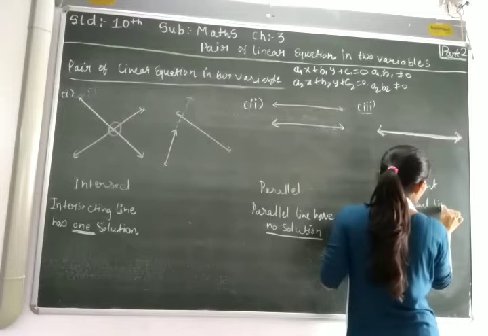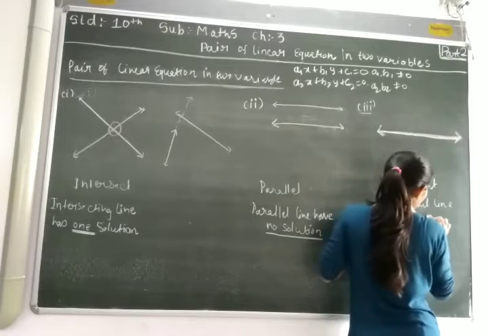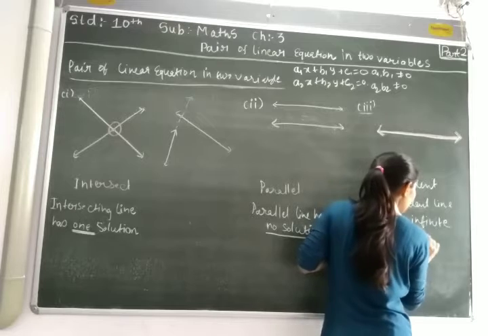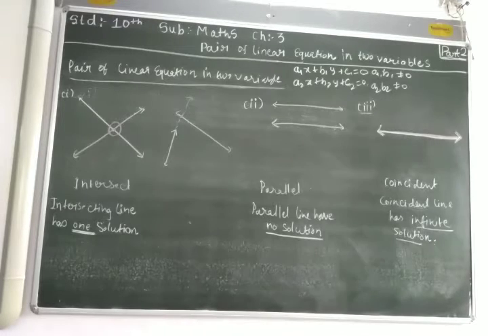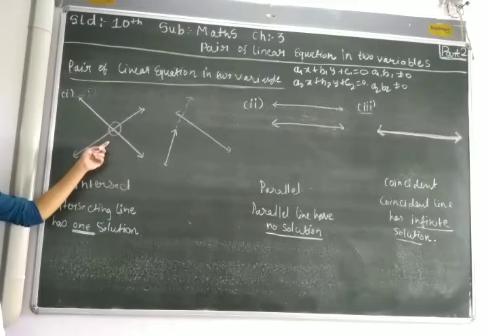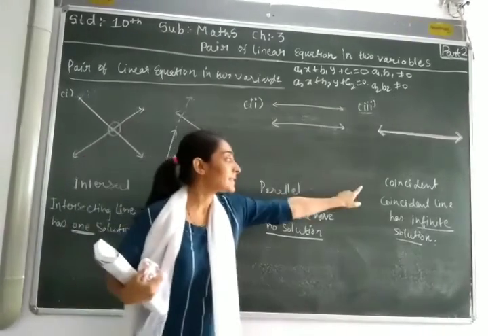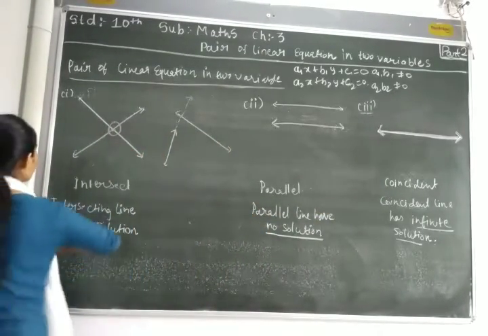Coincident line has infinite solutions. How many solutions? They have infinite solutions. Now, we move towards some examples. So now we have understood that intersecting lines have one solution, parallel lines have no solution, and coincident lines have infinite solutions. Now, let's move towards some examples.